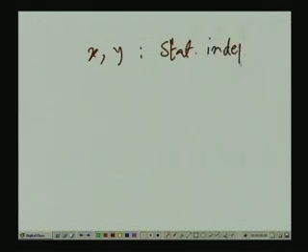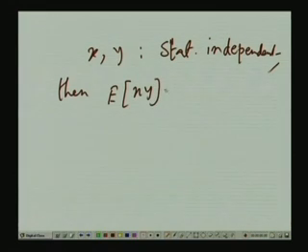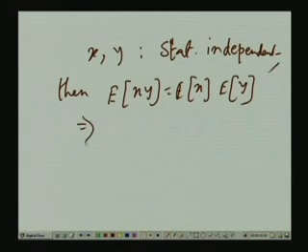Last time I said that if x and y are statistically independent, then E of XY is nothing but E of X times E of Y. This leads to the fact that covariance C, or correlation coefficient, which is C by sigma x sigma y, is equal to 0. So, if they are statistically independent, this is always true. That is trivially seen.